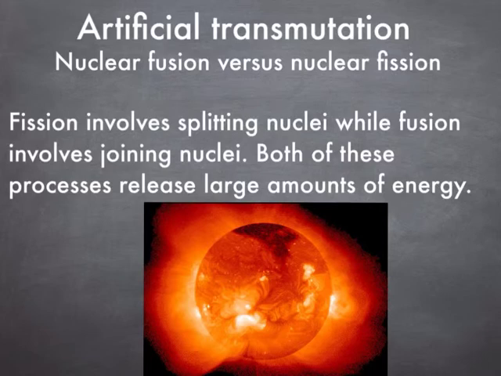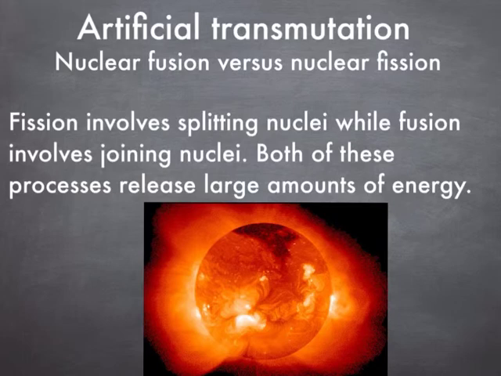Now, nuclear fusion versus nuclear fission, right? And that's generally what we're talking about here. So, nuclear fission involves splitting nuclei, while fusion involves joining nuclei. Fission is the main type of reaction that occurs in a nuclear reactor. We take a nucleus and we allow it to undergo radioactive decay, and we take the energy from that. We use that to generate our own electricity or what have you.